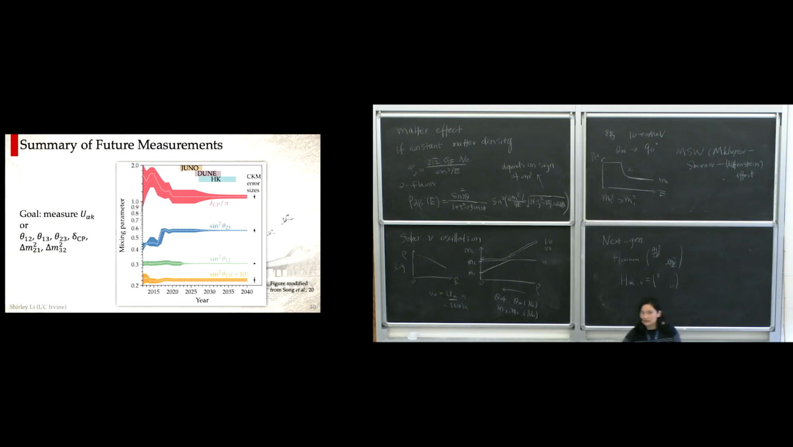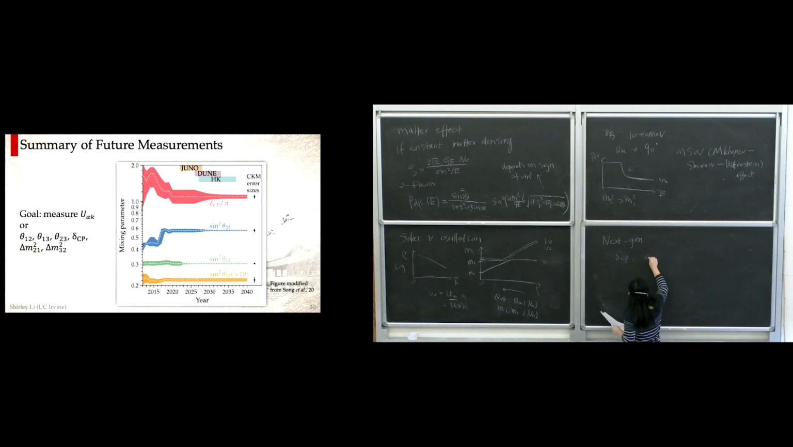Okay, I don't see other questions. So for next generation experiments, as you can see from this plot, which actually doesn't do it justice, because in this plot it seems like we already have some sensitivity to delta CP, but it still shows that it's the worst measured one, right? Actually it's better than it looks. So right now, we really have no idea what the value of delta CP is, versus the other three mixing angles, which we know pretty well.